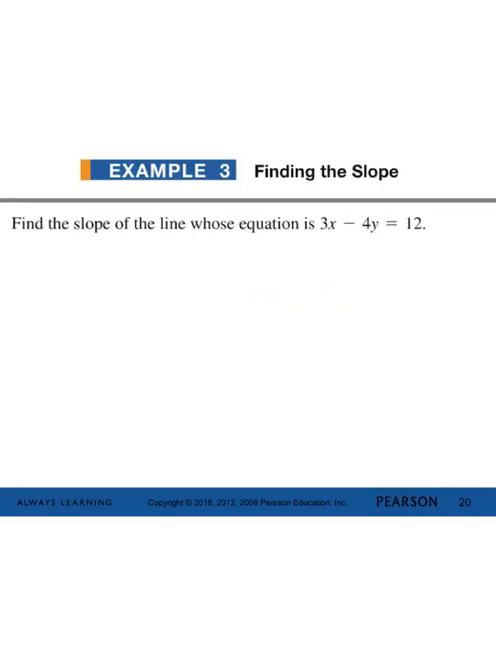Okay, so here we have another example. Example 3 says we're to find the slope. So we're going to focus on finding the slope. And this time we have an equation, 3x minus 4y equals 12, and that equation is in what we call standard form.